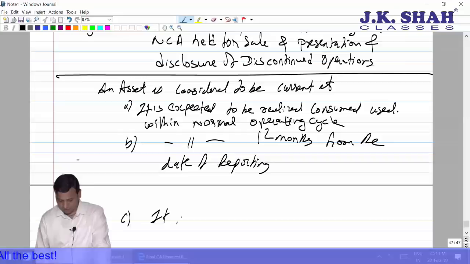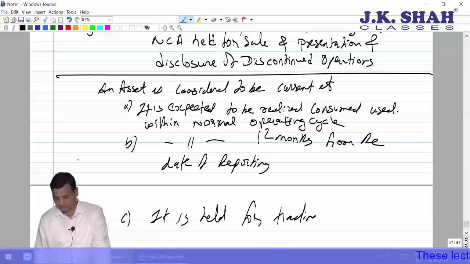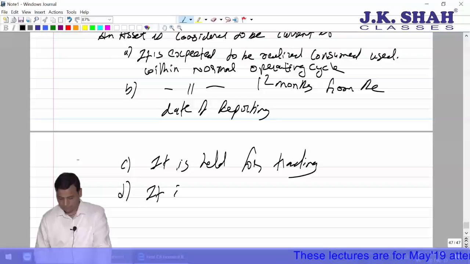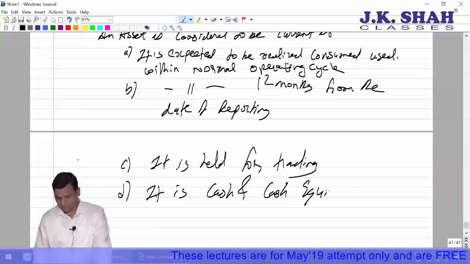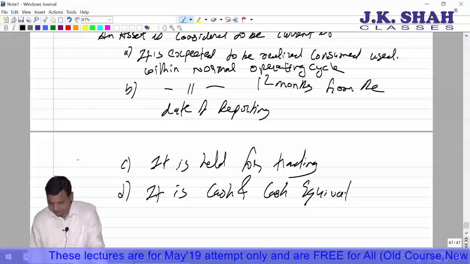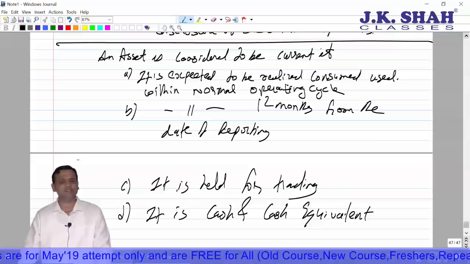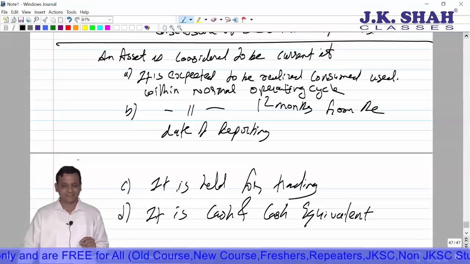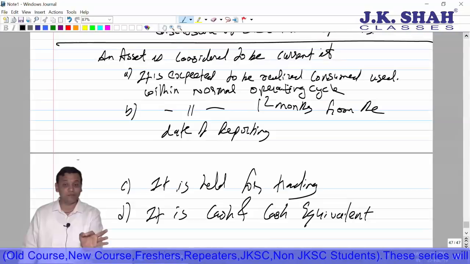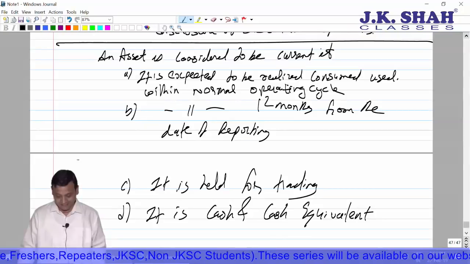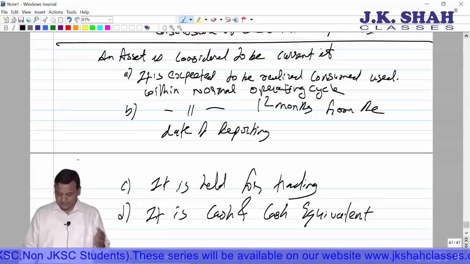It is held for trading. And the last was, it is cash and cash equivalent. This is what you learnt even in your IPCC with respect to what is a current asset. So what is not a current asset is a non-current asset. Generally PPE will come under that category. Even investment property can come under that category, because it is not expected to be realized or sold within the normal operating cycle of 12 months. They are all current assets.